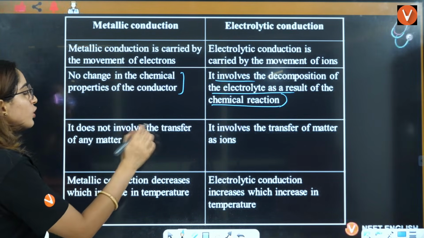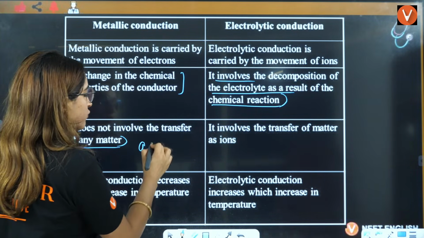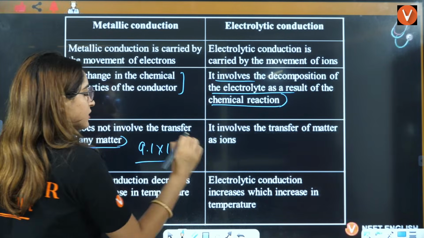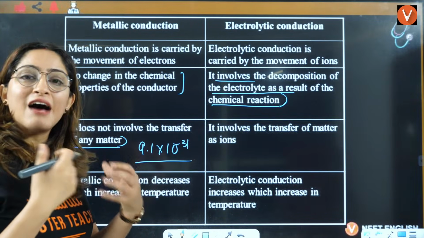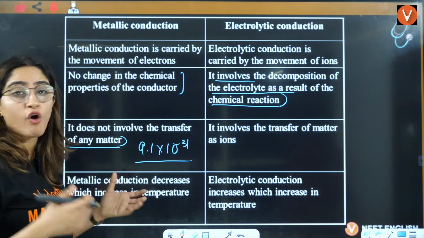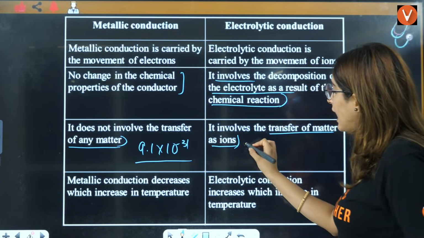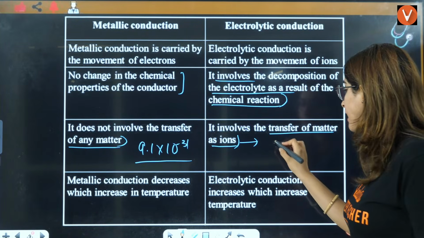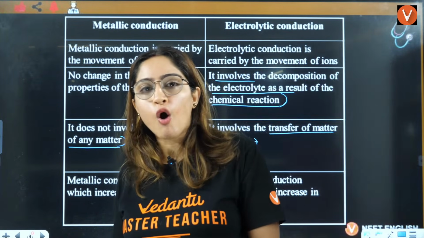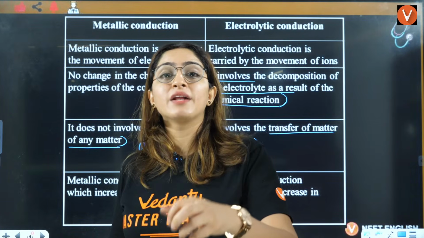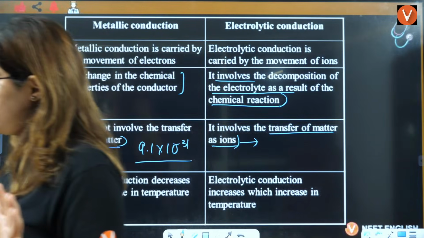Third, it does not involve transfer of matter, only electrons. The mass of an electron is 9.1 into 10 raised to the power minus 31, which is very small. So that's why we say there is no transfer of mass here. But in the case of electrolytic conductors, there is transfer of ions, like helium positive or whatever the ions are. These ions have protons and neutrons, so they will have mass. That's why there is transfer of matter, of mass, here.